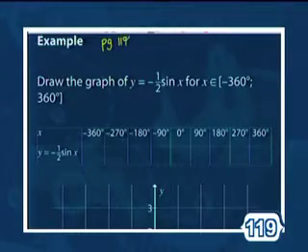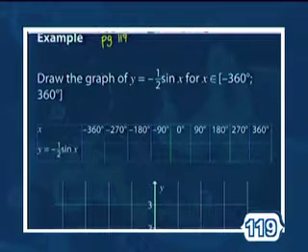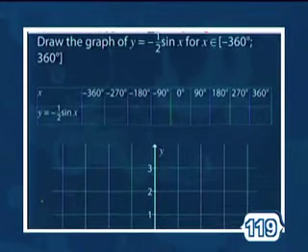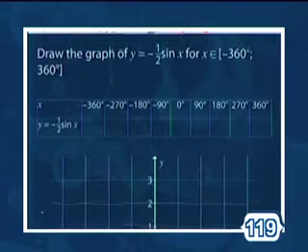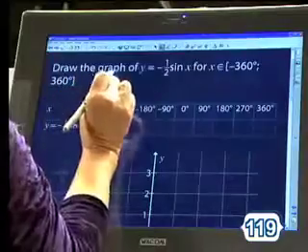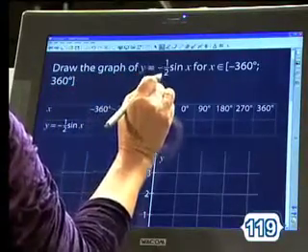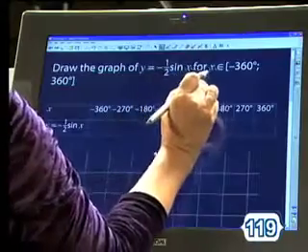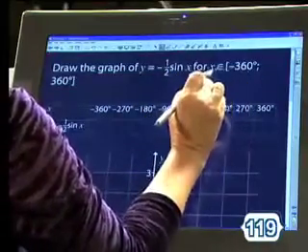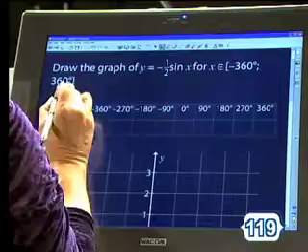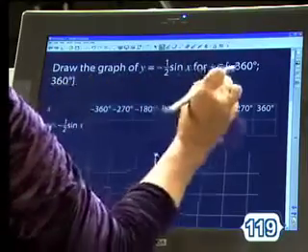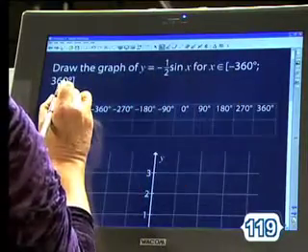Okay, so bearing that in mind, let's go to the example which is on the bottom of page 119, and let's see if we can put everything that we've done so far into practice. This is, of course, how you would most likely get it asked in a test. Draw the graph of y equals negative a half sine x, and they tell you that they want you to work between minus 360 and 360. So they haven't changed our interval for which they want us to draw the graph.